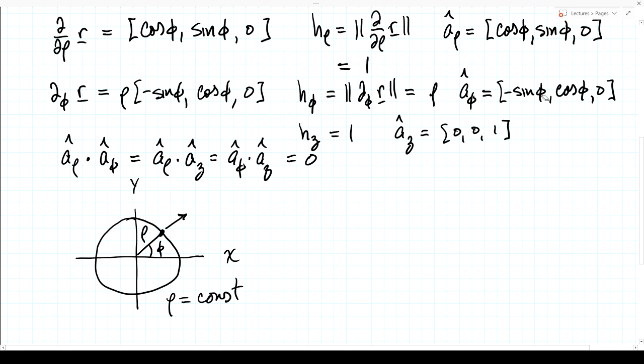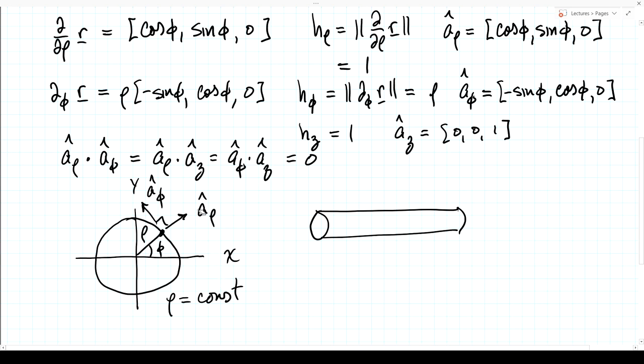And a hat phi points perpendicular, rotated 90 degrees counterclockwise, or in a right-handed sense. So this is a hat rho, and here's a hat phi. So by using these coordinates, we have that, first of all, a cylinder, which would be very useful for representing something like, say, a wire, is represented by one of the coordinates being a constant. That makes our mathematical analysis and enforcement of boundary conditions much simpler.